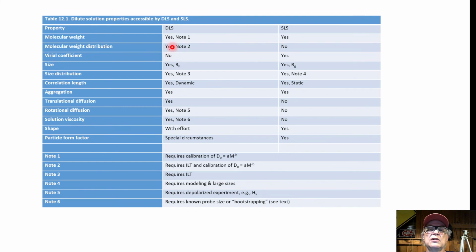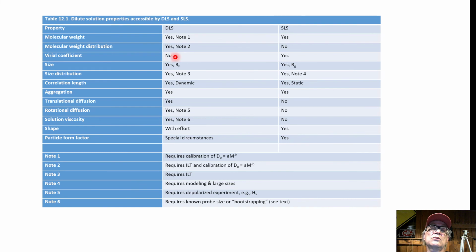Molecular weight distribution, yes, with some notes. Static light scattering, not so easy. Sometimes maybe. I don't know. Weird things could be thought of, I think. Virial coefficient, no. Static light scattering, yes.